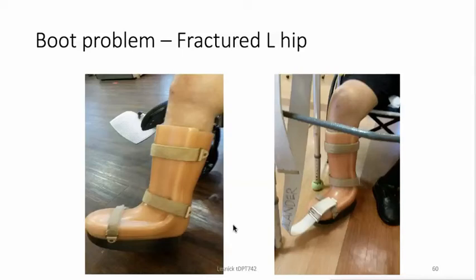Okay, this is it for neuropathic ulcers, and I'll begin talking about vascular ulcers in the next segment.